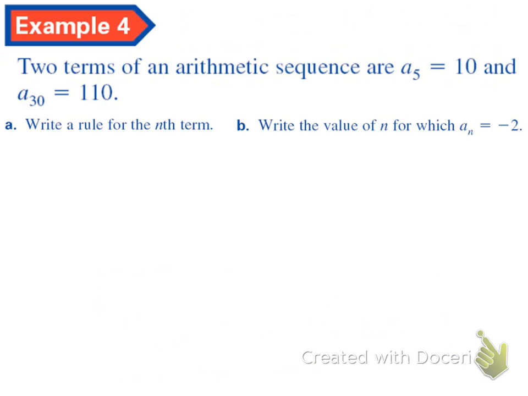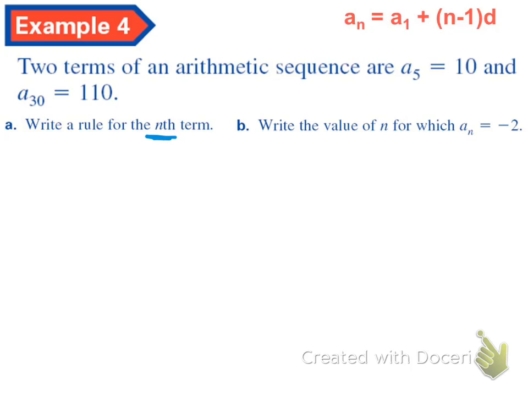Alright, in example 4, you've been given two terms of an arithmetic sequence. It's important that they told you that this was an arithmetic sequence. Because they told you it was an arithmetic sequence, you know that you will use the rule that any term is equal to the first term plus n minus 1 times the common difference. In this, they've asked us to do two things. Let's start with writing a rule for the nth term.